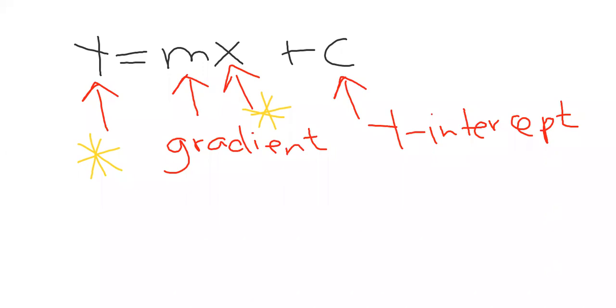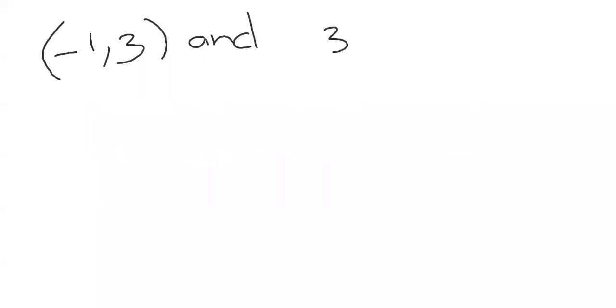Now, let's take, for example, let's assume we have coordinates (-1, 3) and (3, 6) as an example. So let's find the equation of the line that is passing through these points. So like I said, the first thing, we have to look for the gradient.